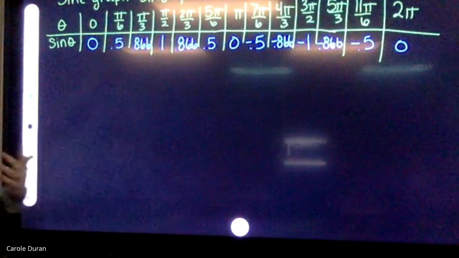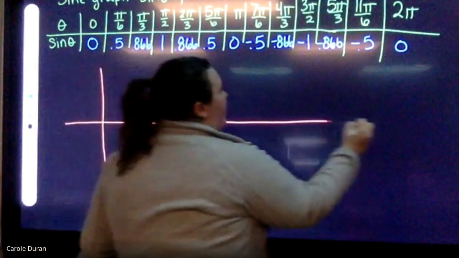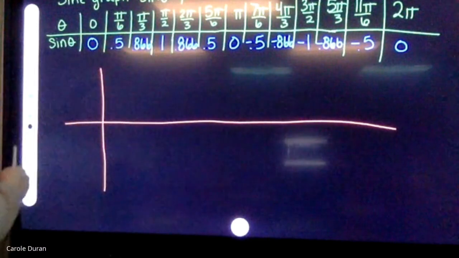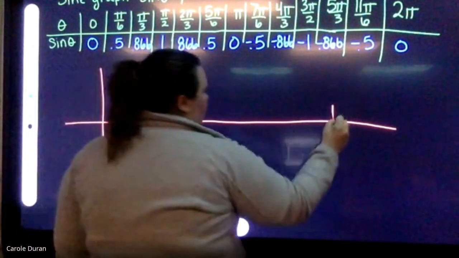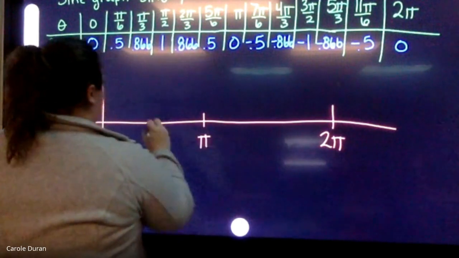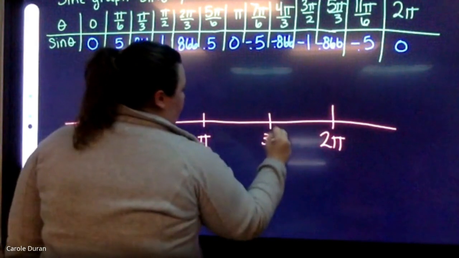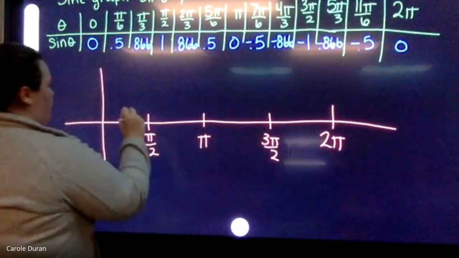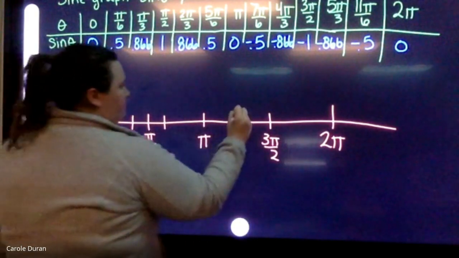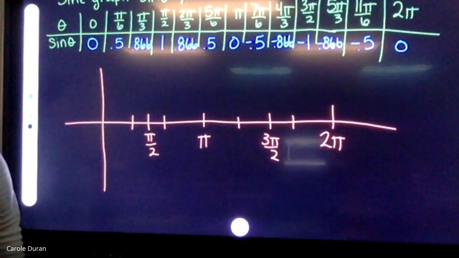So once I have all of these points, all I need to do now is put them on a graph. My graph is going to have an x-axis that goes from 0 to 2 pi. Let's say 2 pi is right here. Halfway there is going to be pi. Pi over 2 is halfway between that, then 3 pi over 2. And then we have pi over 6, pi over 3, and so on. Are we just taking all the whole numbers that we got up there?